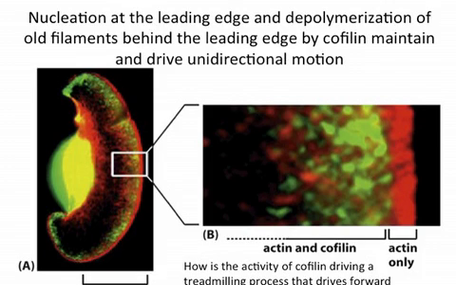So we have nucleation at the leading edge and depolymerization of old filaments behind the leading edge by cofilin. And this maintains and drives unidirectional motion. Here's your leading edge, and here's the back. The green is cofilin, and the red is actin. This is a magnification. Right here you have actin only; this is the leading edge. And right over here you've got all this cofilin associated with actin, and that's cofilin binding to the old actin and dismantling it.